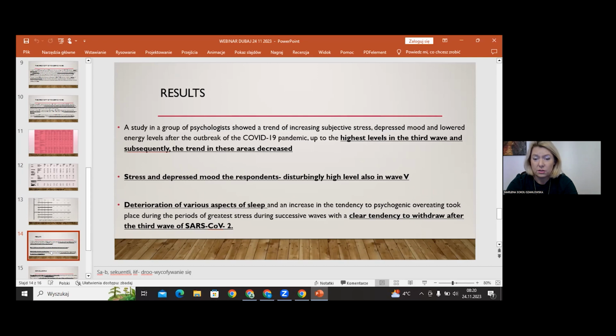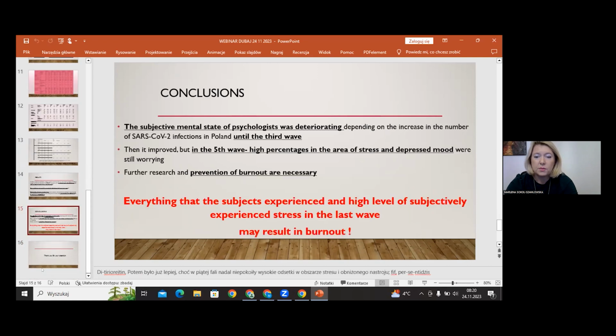Deterioration in the various aspects of sleep has a clear tendency to grow up to the third wave and go down after that wave. And the subjective mental state of our psychologist group was deteriorating until the third wave, in every aspect of subjective mental state. But it's still worrying that during the 5th wave, they still have high percentages in the area of subjective stress and depressive mood.